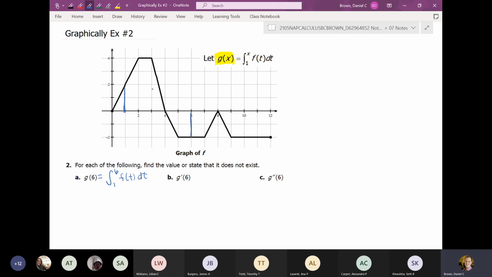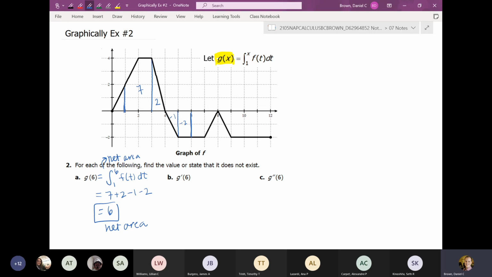We already found that the area from 1 to 3 is 7. So I'm looking at this, the area from 3 to 4, that's going to be 1/2 times 1 times 4, which is 2. The area from 4 to 6, dividing it up, we are going to make sure that we see it's a negative area. So overall, what would g of 6 be? It's the net area from 1 to 6. So I have 7 plus 2 minus 1 minus 2, which is going to give me a net area of 6.